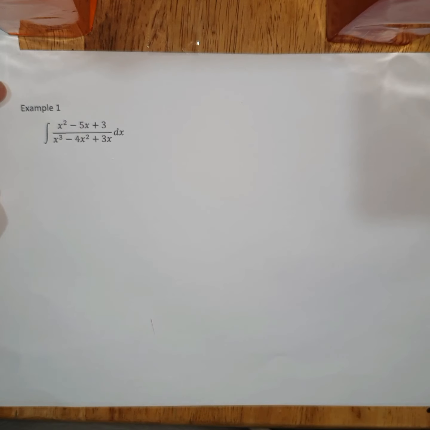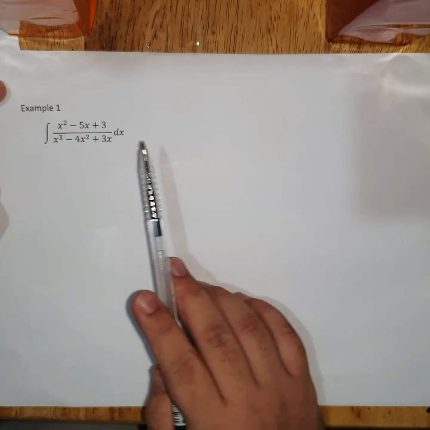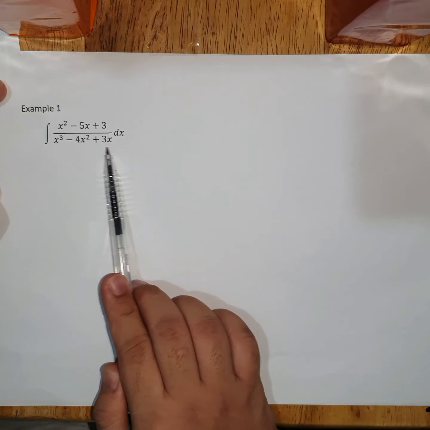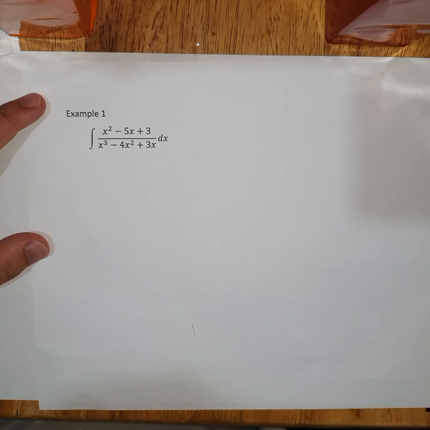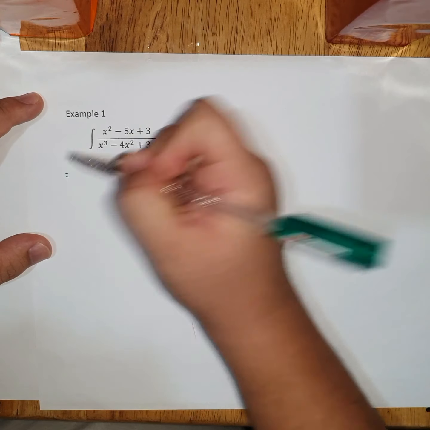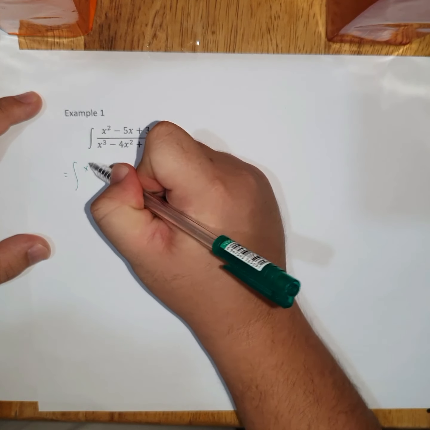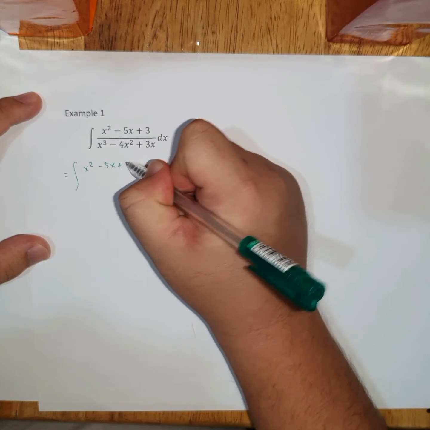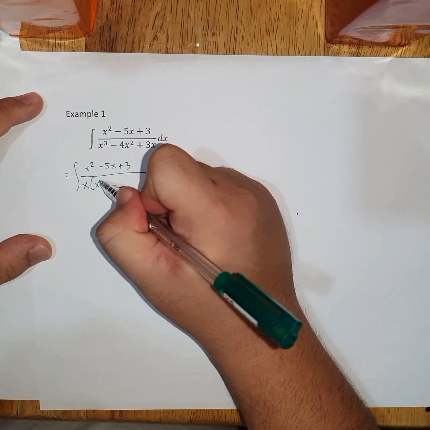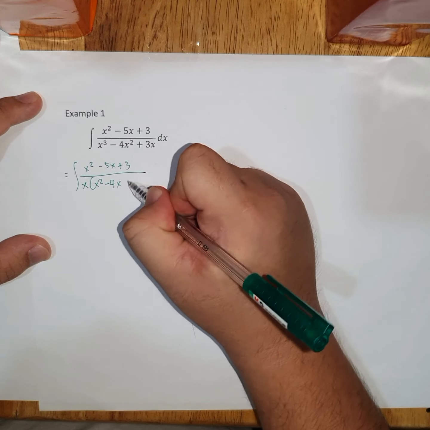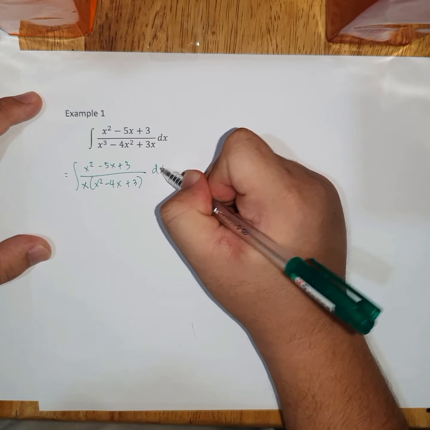So, ang pwede natin gawin is to look at the denominator. So, at the denominator, we can factor out the value x. Okay? Para ma-simplify natin. So, try natin yun. So, we have x squared minus 5x plus 3 all over, factor natin yung x, then we have x squared minus 4x plus 3 dx. Okay?